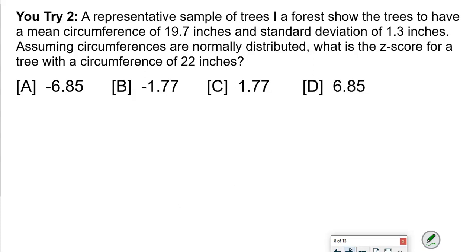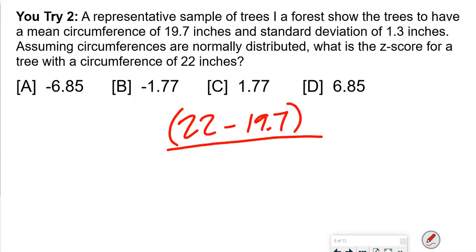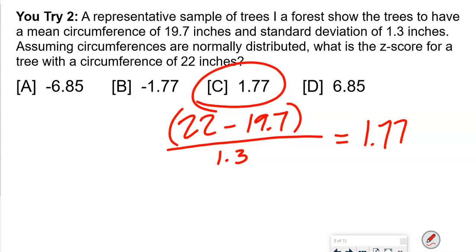So this one, again, says a representative sample of trees in a forest shows the trees to have a mean circumference of 19.7 inches and a standard deviation of 1.3. Assuming the circumferences are normally distributed, what is the z-score for a tree with a circumference of 22? So we're going to take our 22, subtract from it the 19.7, and then divide all of that by our 1.3. When we do that, we get 1.77. So the answer was C.